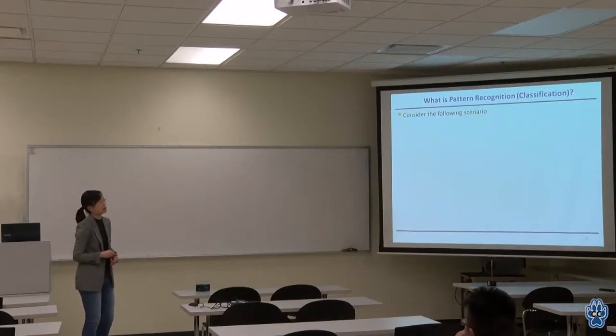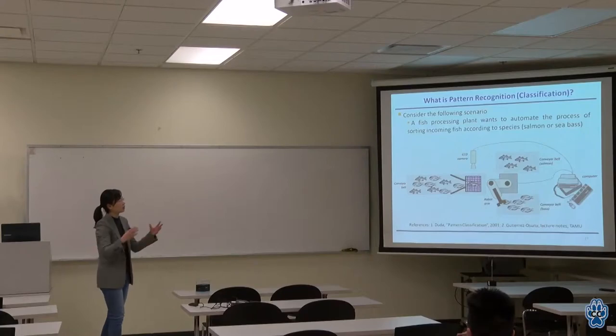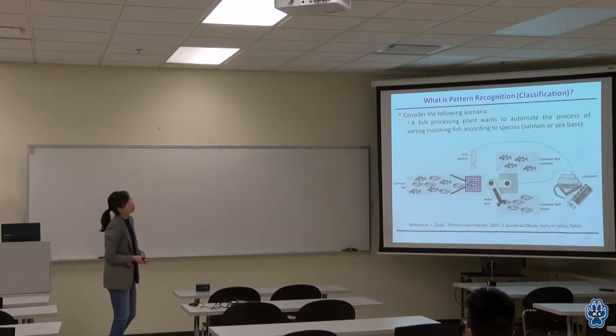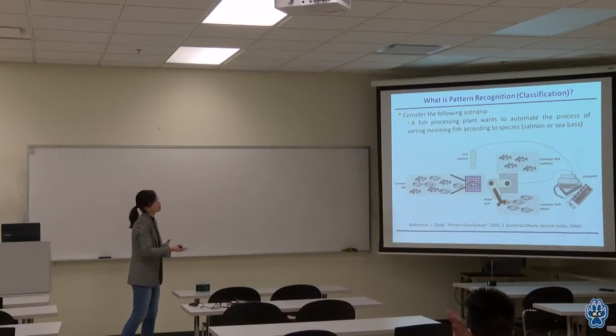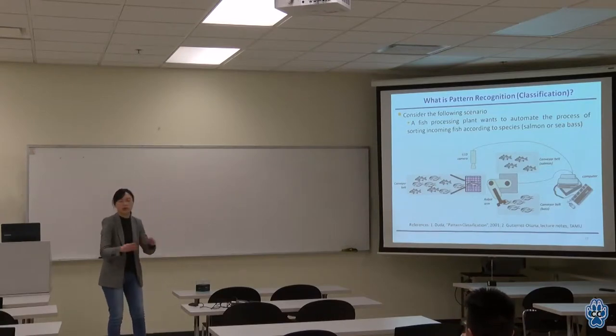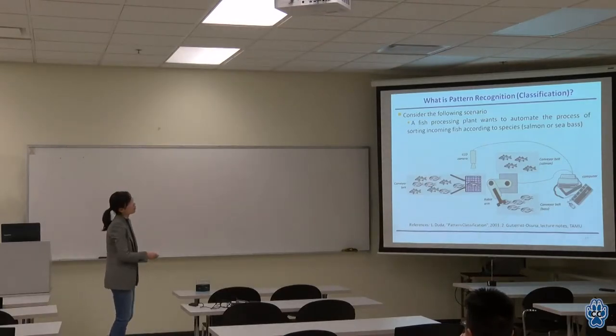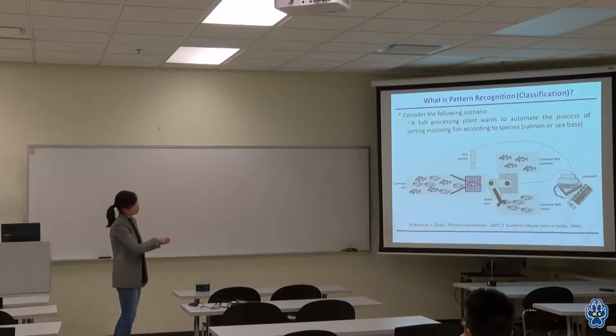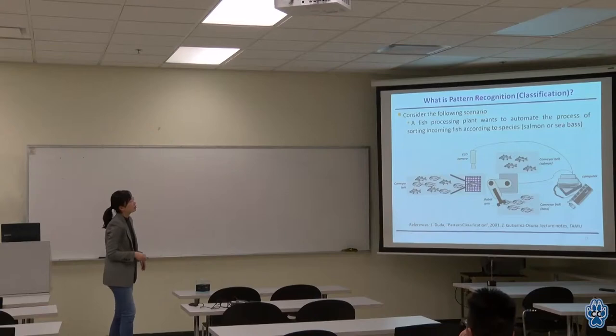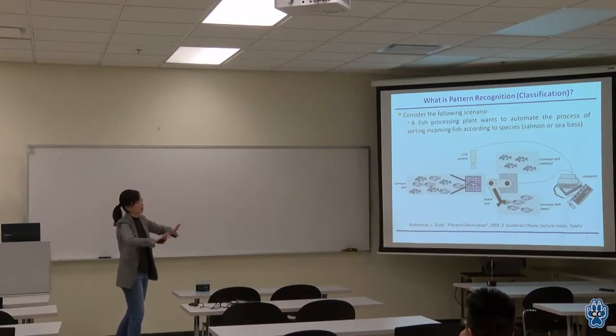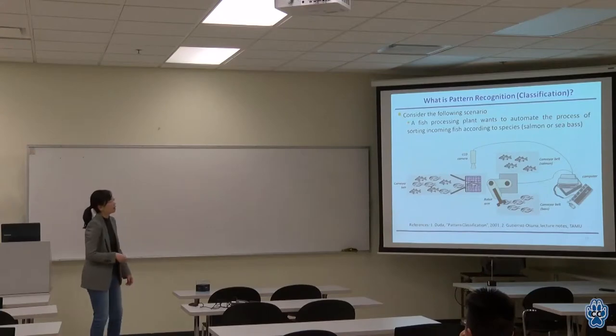Consider this scenario. Assume we have a fish processing plant, and we want to automate the process of sorting incoming fish according to species. We want to separate salmon from sea bass, just these two types of fish. In this system, we have one conveyor belt for the incoming fish. It's mixed, so salmon or sea bass are coming in. Then we have two conveyor belts for the sorted fish, where the decision has already been made: one belt for salmon, one belt for sea bass. And we have a robot arm.